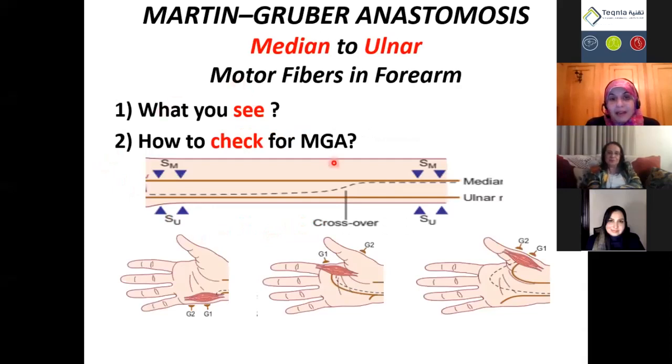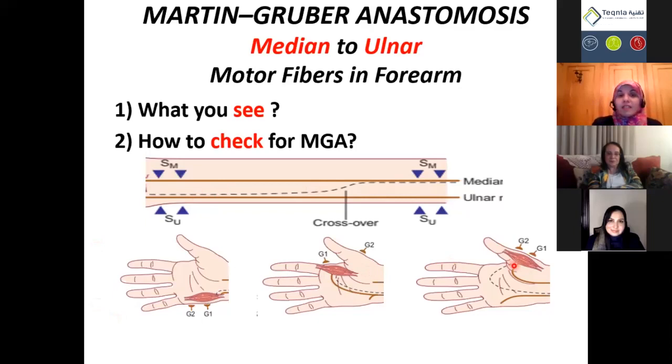Martin-Gruber anastomosis is when motor fibers go from the median nerve to the ulnar nerve in the forearm. Where are these fibers going? There are 3 possibilities. They are either going to the abductor digiti minimi, or to the first dorsal interosseous, or to the adductor or deep head of flexor, which are ulnar innervated muscles, but now they are taking from the median. So we have three possibilities, either this or this or this.